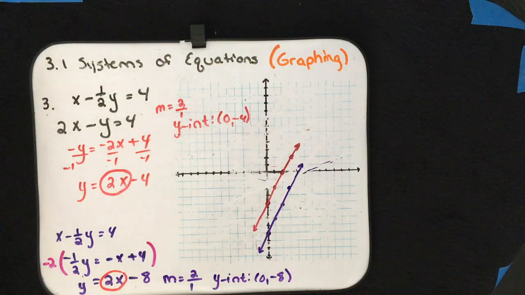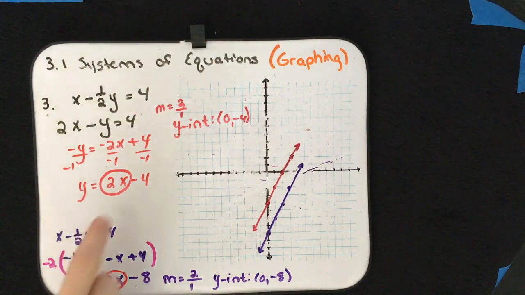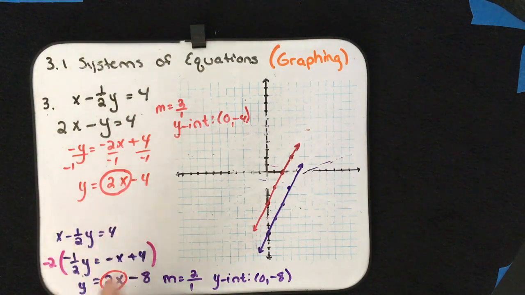If you remember from our previous chapters when we looked at drawing the equation for parallel lines, we said that parallel lines have the same slope. Well, these are parallel lines. They have different y-intercepts, but they're parallel, so that means that they are never going to intersect. So in this case, there would be no solution.